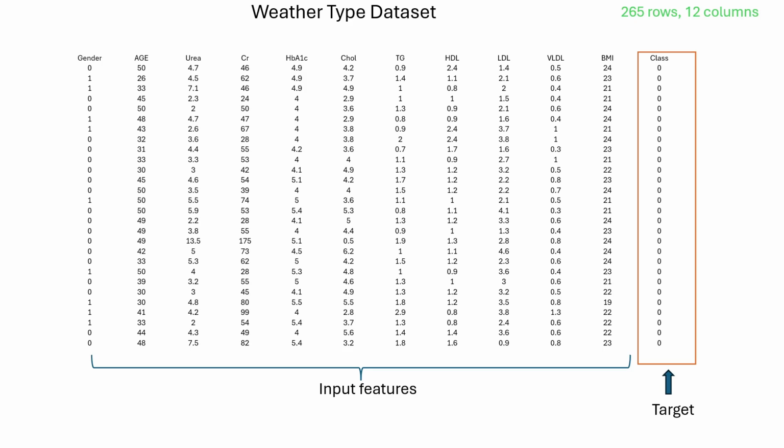The target is a categorical variable with three classes: non-diabetic, diabetic, and predict diabetic. This richness of the features allows the model to learn complex patterns for accurate predictions.